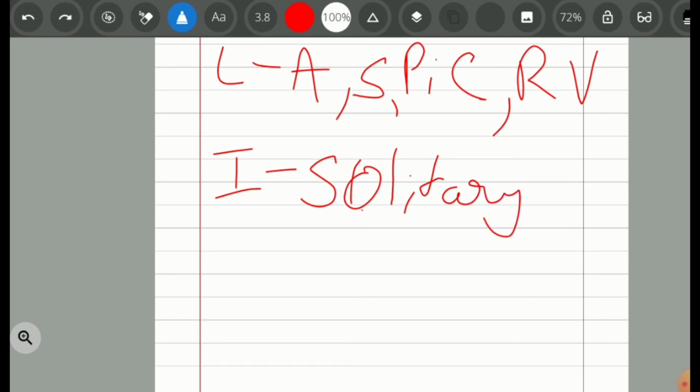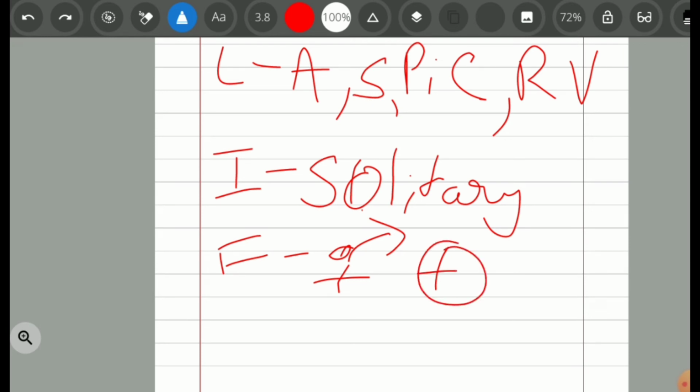Solitary, or in axillary cymose as in Solanum. The flower is bisexual, that means it has both the male and the female parts in the same flower. So it is a bisexual flower.